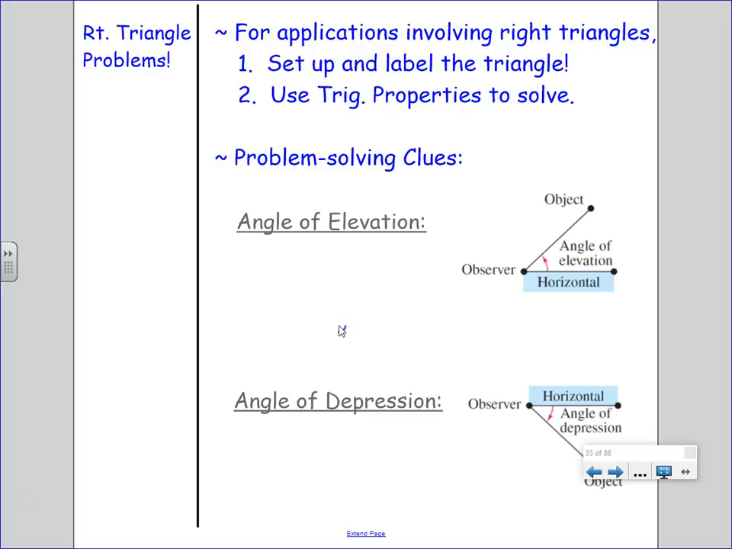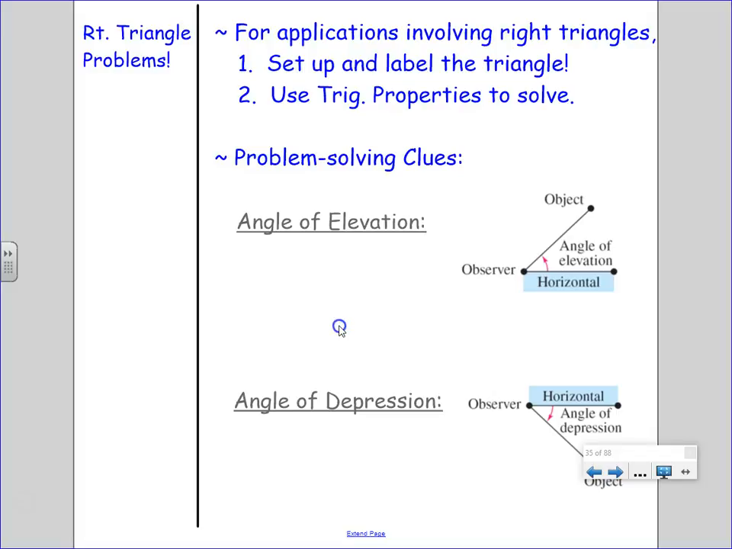It happens. Something with a right triangle. It could be a word problem. It could just be they give you a triangle and they say, hey, guess what? You know this and this, but not that. Find it. You guys have seen these before. But if it is a word problem, 2 quick things to remember. Angle of elevation, remember? The rotation is going up.